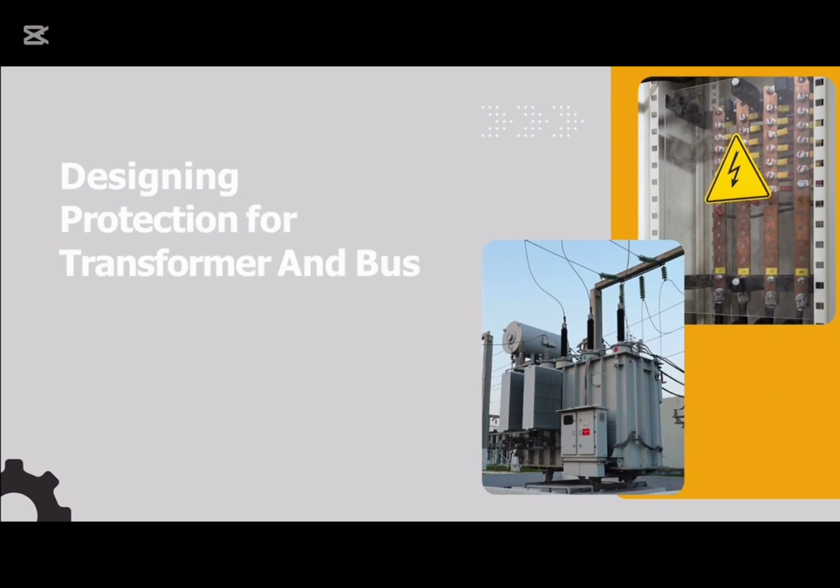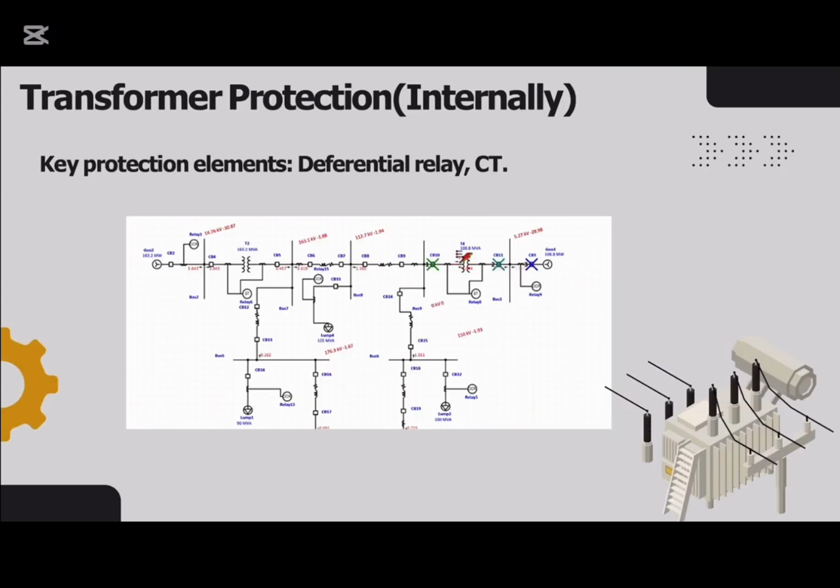Now, let's start with the protection we designed for the transformer and the bus. For an internal transformer fault, we use differential protection. How? We place CTs on both the primary and the secondary side of the transformer and connect them to a differential relay. In the simulation, we introduced a fault that mimics insulation failure inside the windings, and the relay immediately detected the current imbalance and isolated the transformer. Furthermore, that improved the speed and accuracy of the protection method.